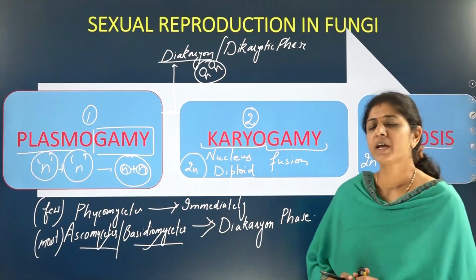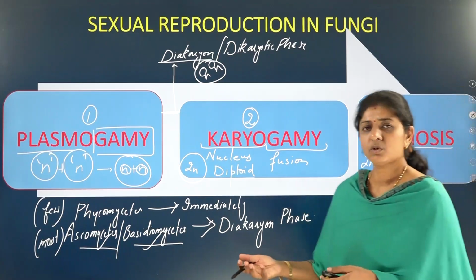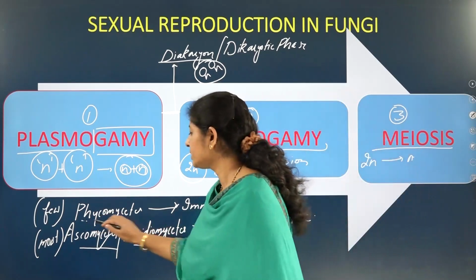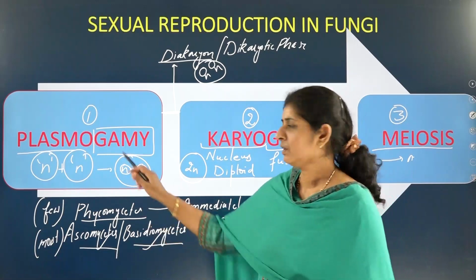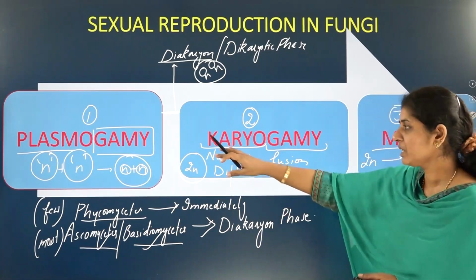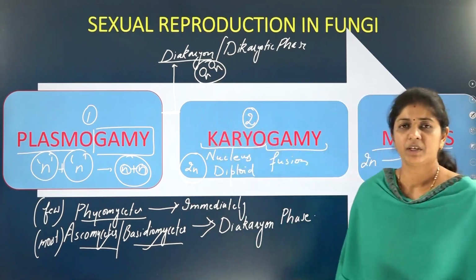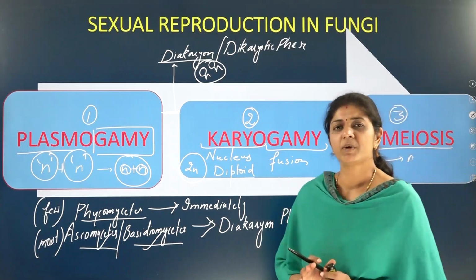I hope this is fine to everyone. Now, what are the stages of sexual reproduction in Phycomycetes? Your answer will be plasmogamy, karyogamy, meiosis, immediately one after another. But there is no dikaryotic phase, right? So this is about Phycomycetes.